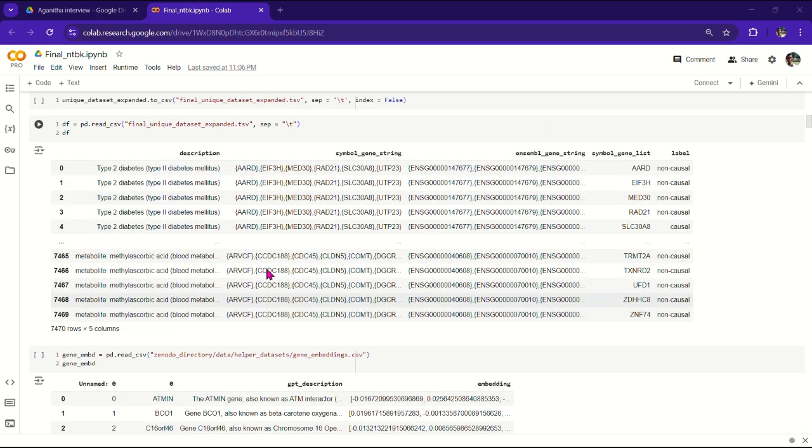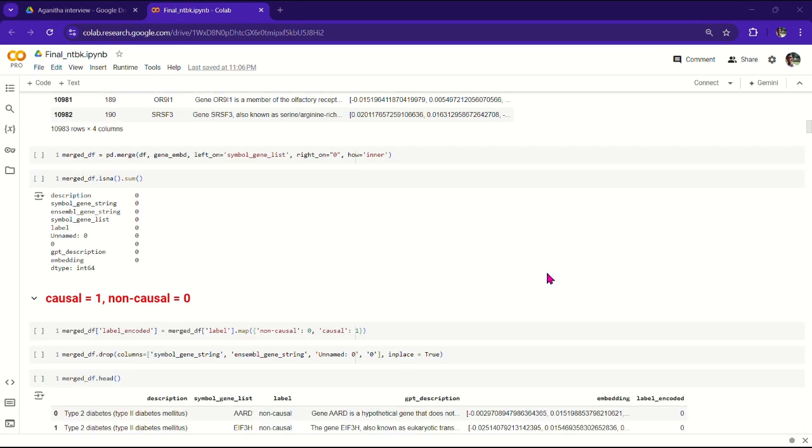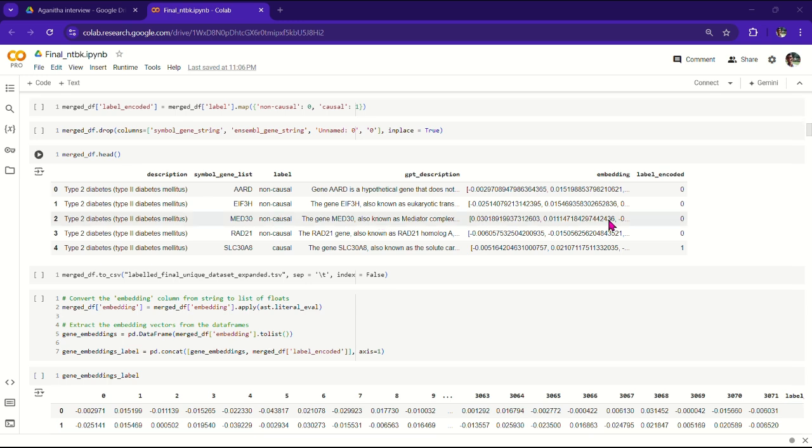On what basis did I merge these two datasets? I merged them on the basis of the symbol gene list and the zero column. These two columns were common; just the name of the column is different, but the information stored is the same. I used the pandas merge function, with symbol gene list on left, zero on right, and an inner join. After merging, I got a dataset with embeddings for every gene. Then I label encoded: zero for non-causal and one for causal genes.